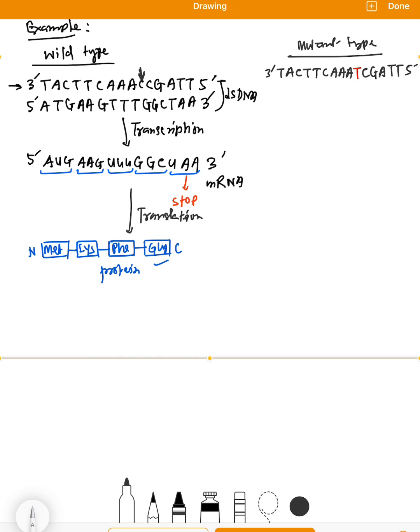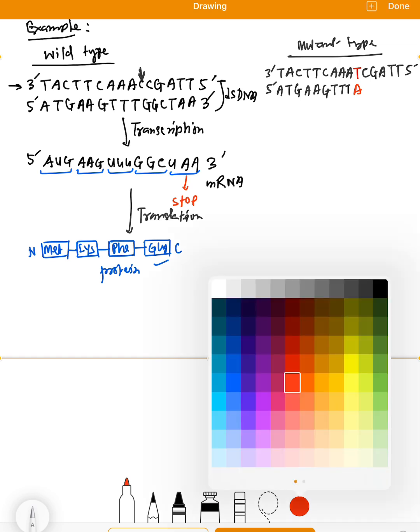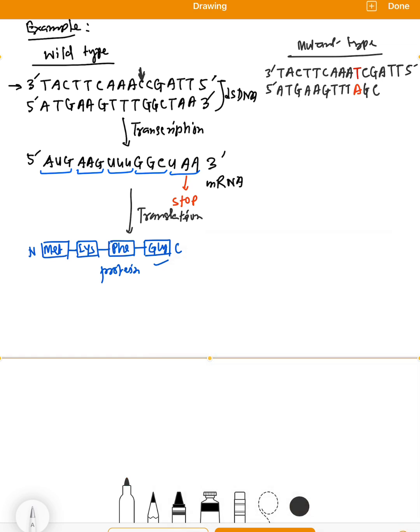Now its complementary strand will be 5' A, T, then it will be C, A, C, then you will get T, T, T, then here it is changed, that's why I am changing the color, it will be A, then again it is G, C, T, A, and this is the 3' end. So suppose this is the double stranded DNA after mutation. So here only one nucleotide pair is changed, and it is now TA. It was earlier CG, and the CG pair is changed into a TA pair.